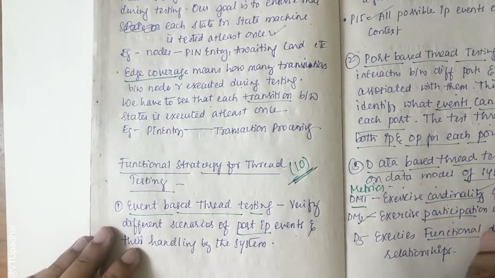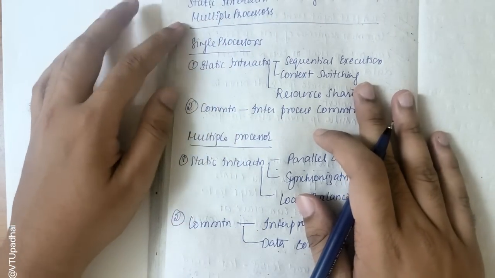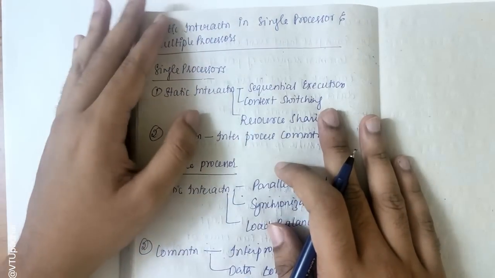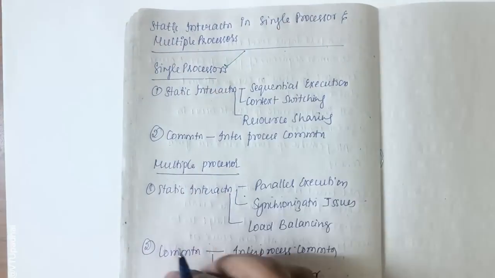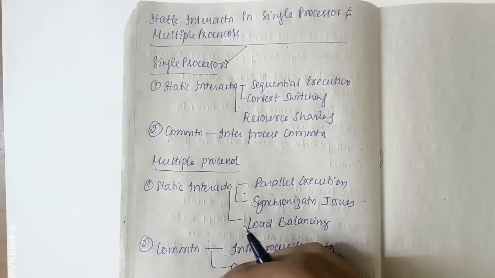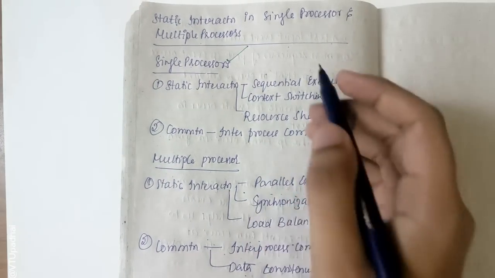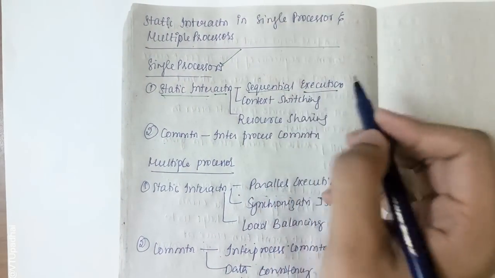Moving on, we have the static interaction in single processor and multiple processor. This could be asked separately or clubbed together. The first topic we have is single processors. Single processors, by definition, have only a single processor. In single processors, we have static interactions. In static interactions, we have sequential execution.